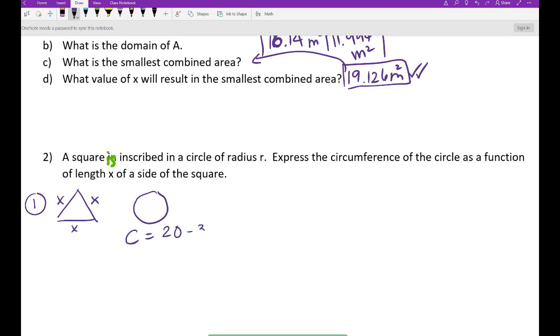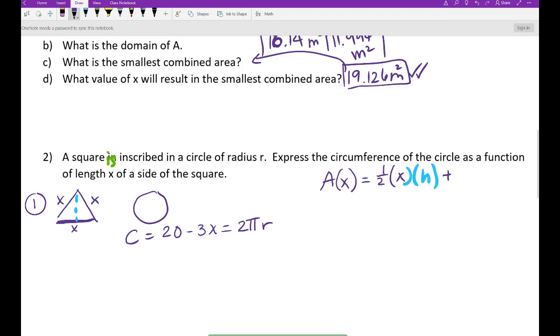20 minus 3x, and then the formula for the circumference is 2 pi r. I'm really interested in the area in terms of x. Would you agree? Yeah. The area of a triangle is 1/2 base, in this case x, times height. Do I know what the height is? No. I'm going to write height for now. Okay. Then I'm going to add the area of the circle, which is pi r squared.